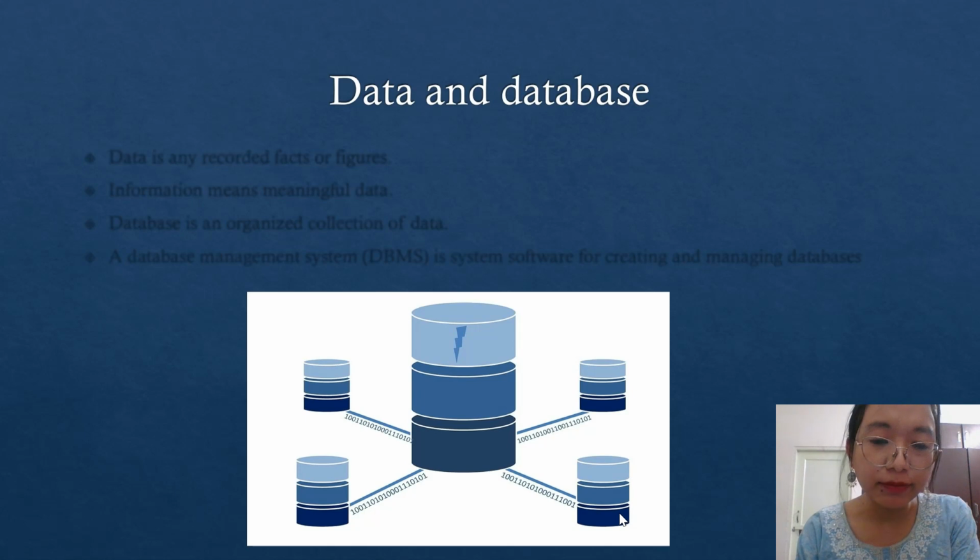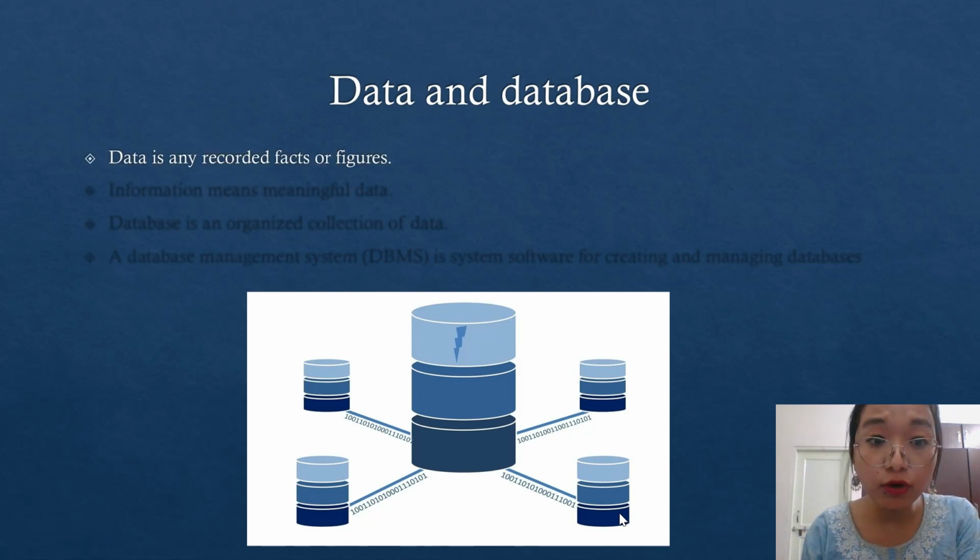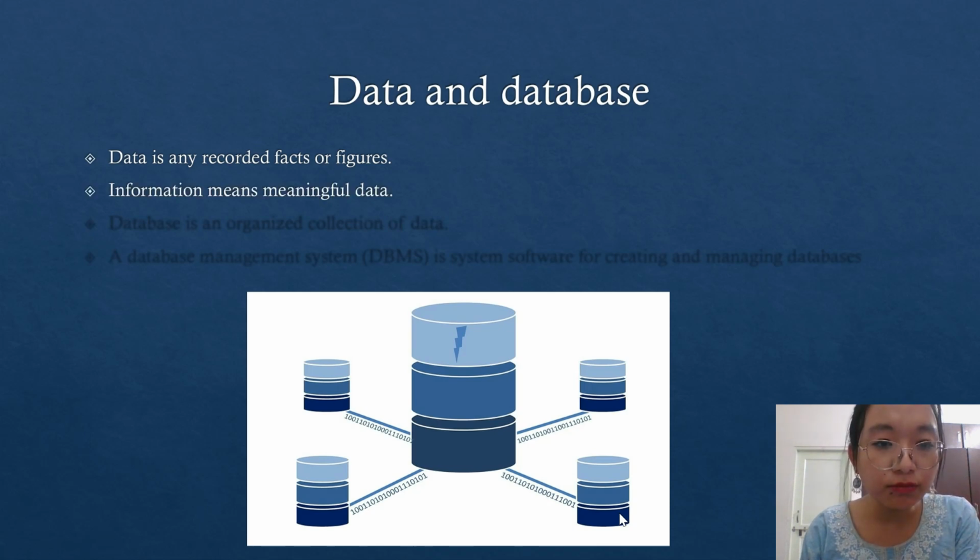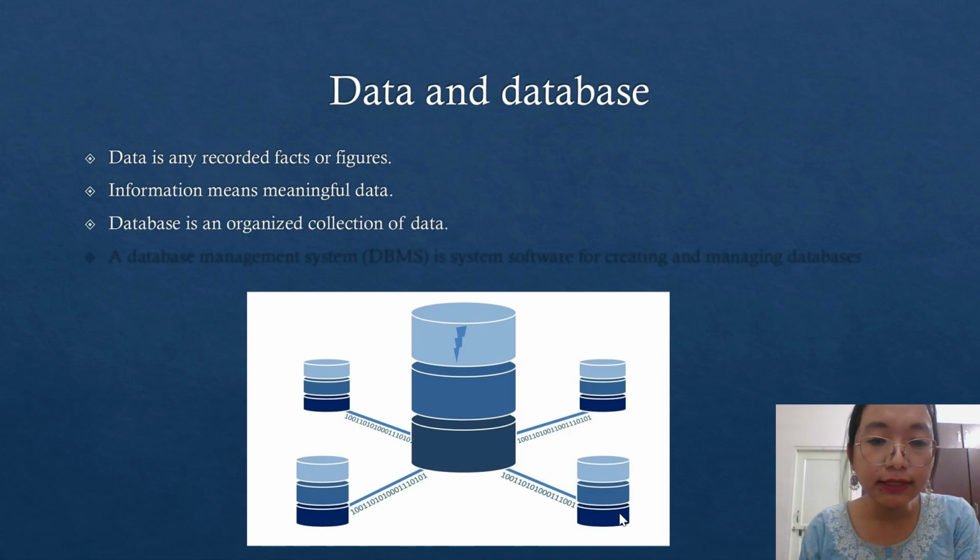When it comes to database, the first question is, what is data? Data is any recorded facts or figures that are stored in any storage device using a computer. These facts and figures can be stored in the form of alphabetical characters or numbers. Information means meaningful data. Anything that you infer from a collection of data is known as information. And a database is any organized collection of data.